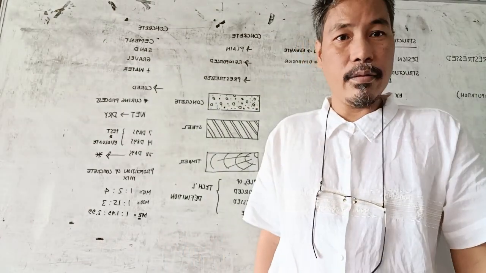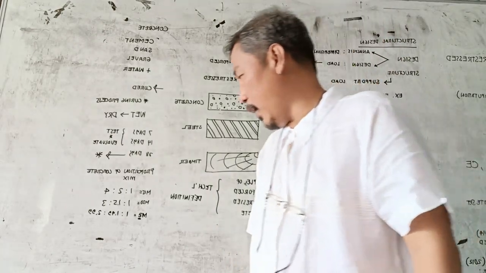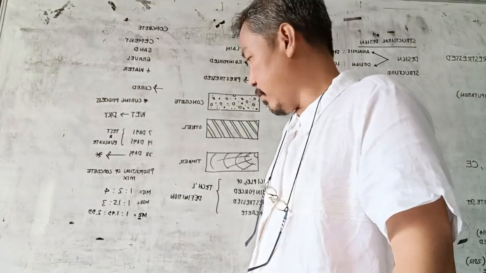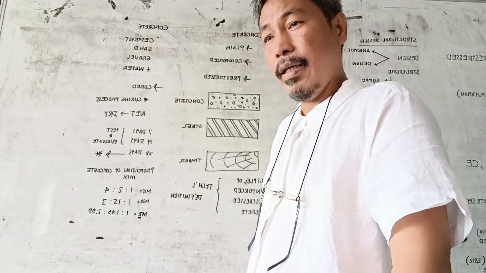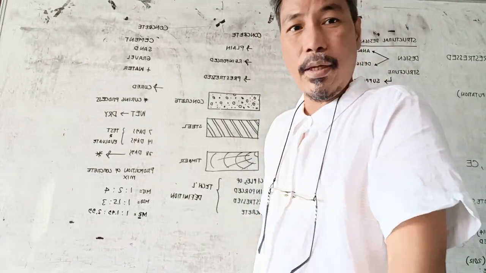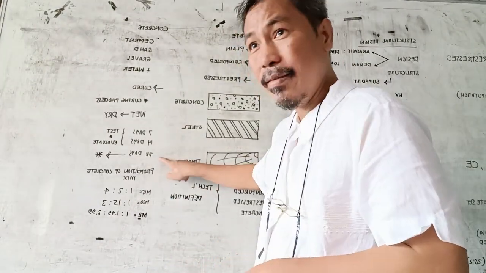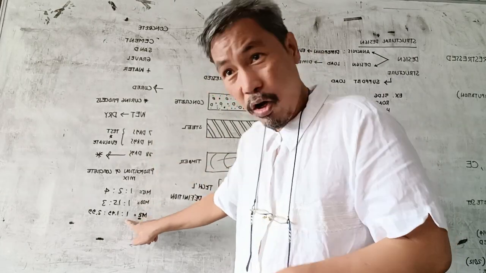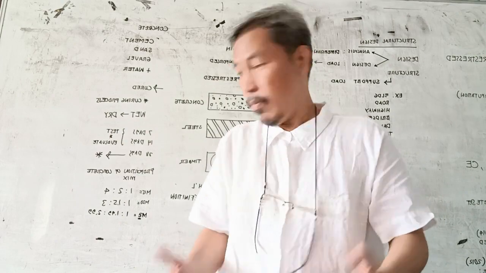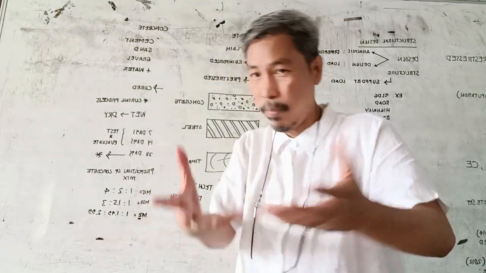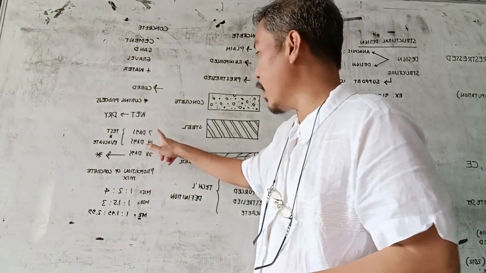When you do that, you must be sure that you have done this before. You already have studied it, you already have experimented on it, meaning even the result, you already have the expected strength of your own recipe. That is my recipe. I am a cook, and this is my recipe. Nothing wrong with it. But you must have your own expectation.